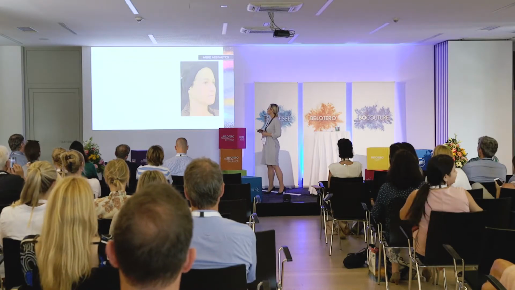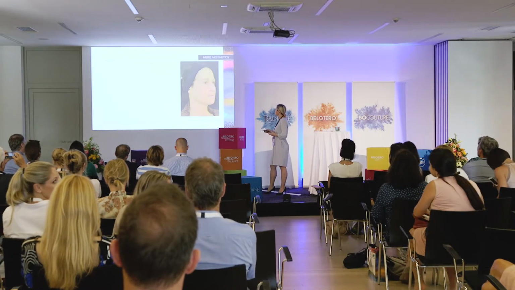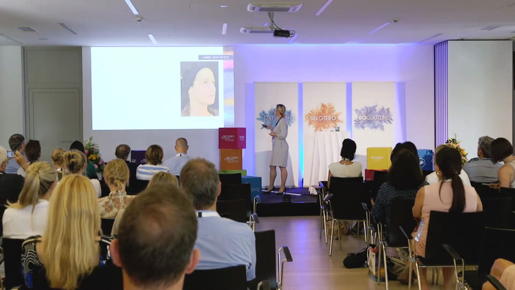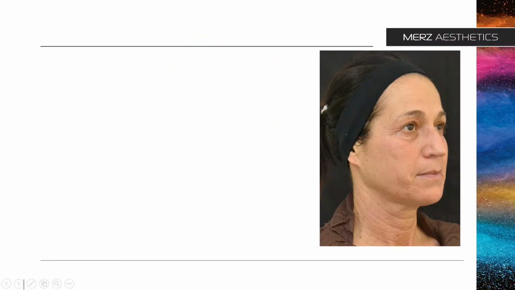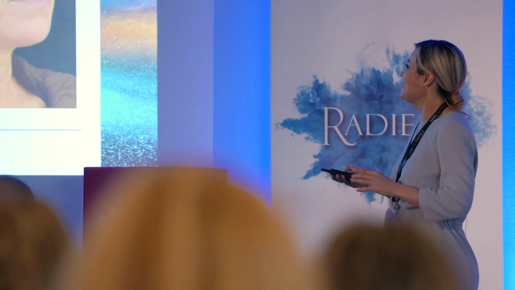Another case, so this lady, as you can see here, has volume loss in her medial malar and severe tear trough deformity. She has some mid-face volume loss. She has some heaviness in her jawline, marionette, and also some damaged skin, so some sun-related wrinkles.